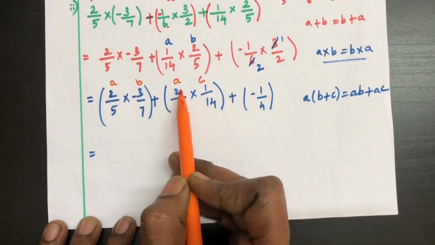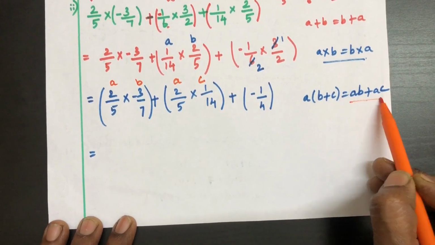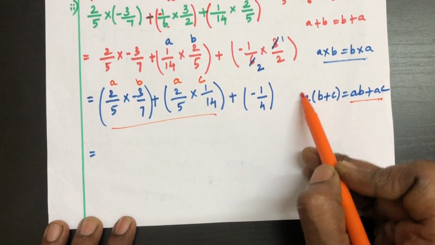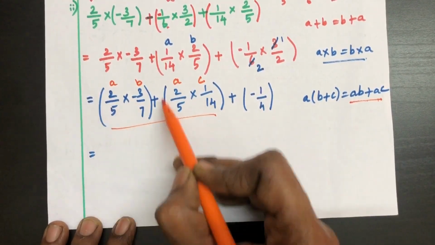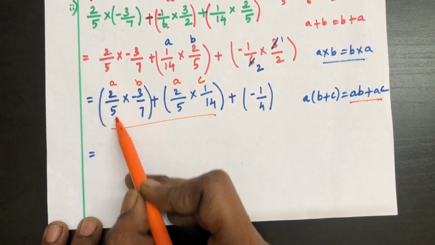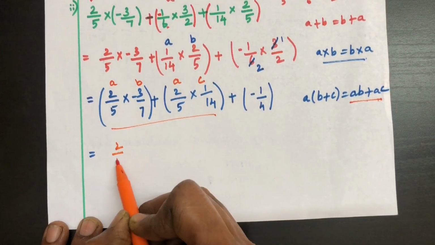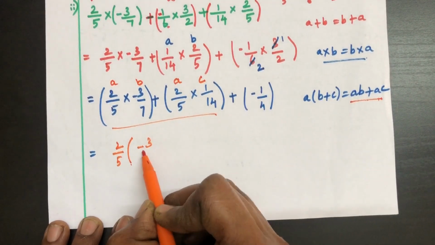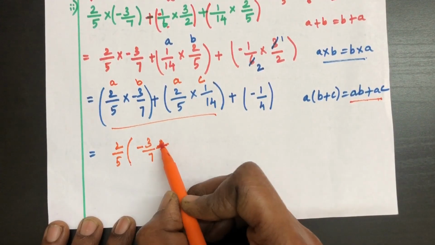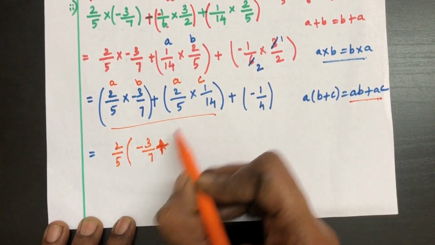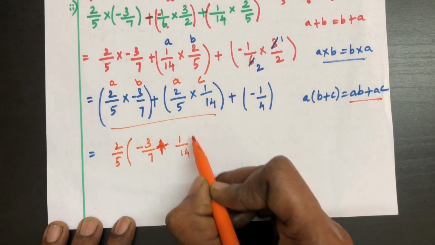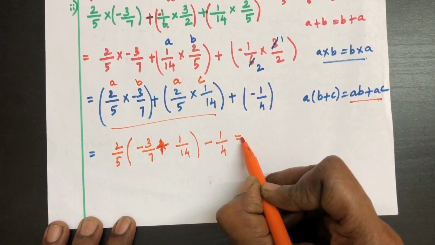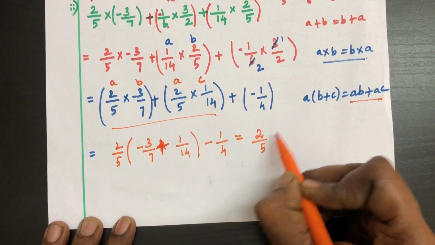So what we are going to do is taking, see, this is the thing we have here, right? We are going to take a out from these terms. So a is 2 by 5 here. 2 by 5 into, inside the bracket, we need to have minus 3 by 7 plus b plus c, right? So b plus c is 1 by 14. Plus into minus is minus 1 by 4. This is equal to 2 by 5.